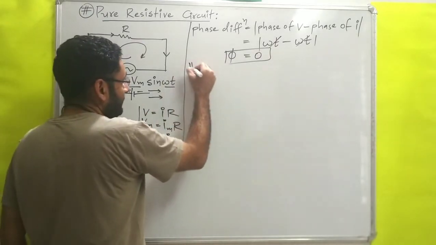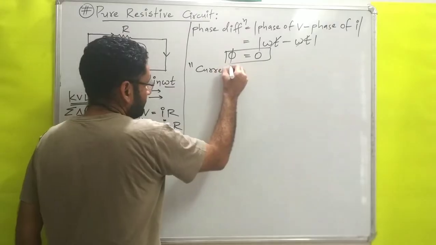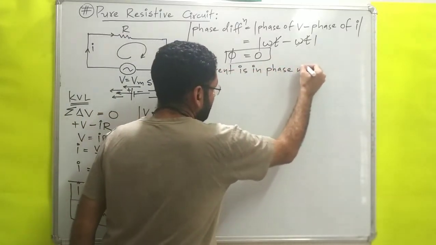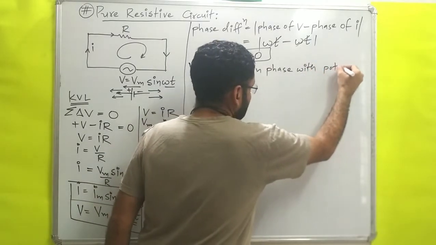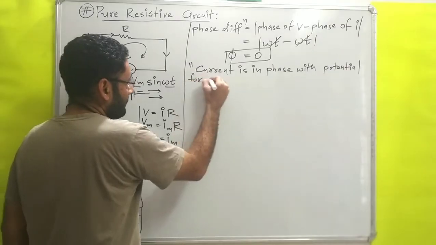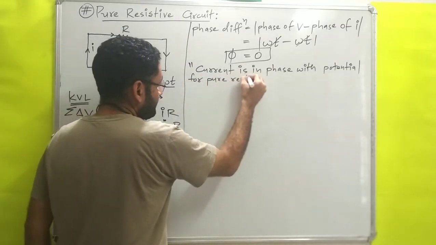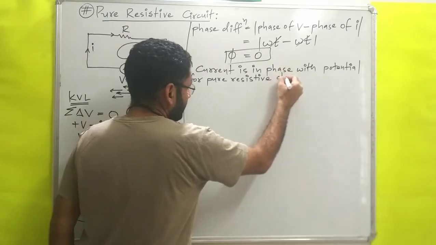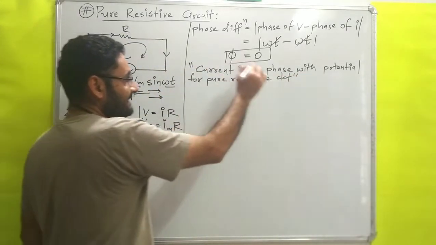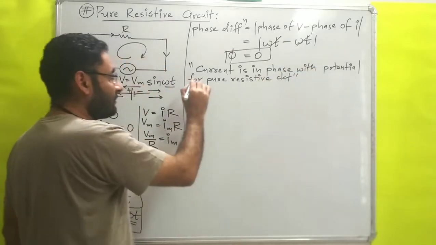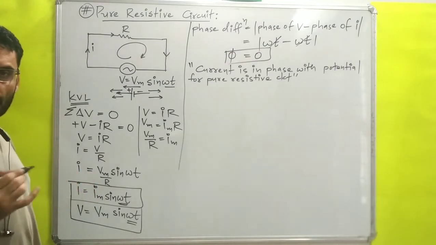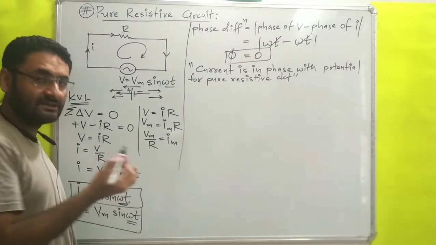So from this we can say one thing: that current is in phase with potential, or you can say voltage, for a pure resistive circuit. That sentence is very much important. You have to remember: current is in phase with potential for a pure resistive circuit. That means phase of current and phase of potential are both the same. That means the phase difference is zero.